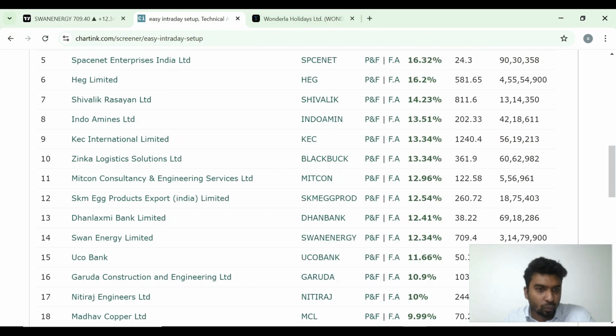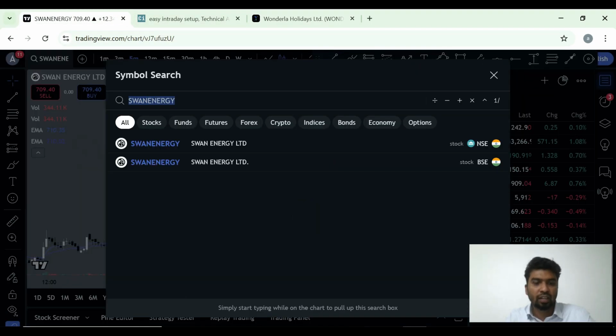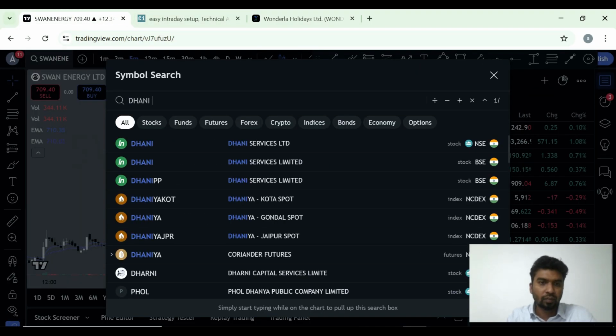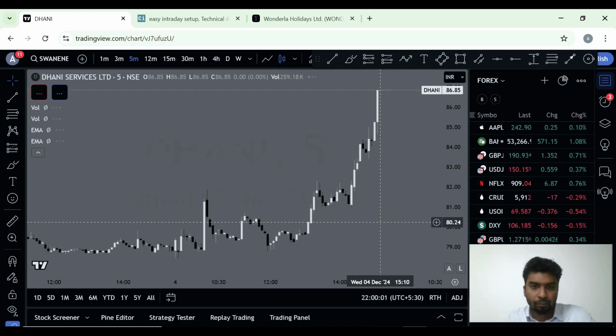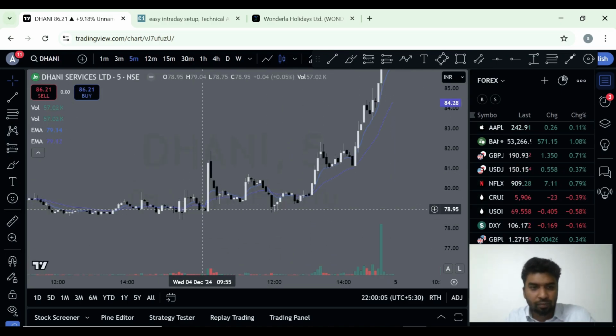We will consider another one, Dhani Services, which we already checked with Trendlyne. See, in Dhani Services, at 9:20 to 9:35, it got a pullback.